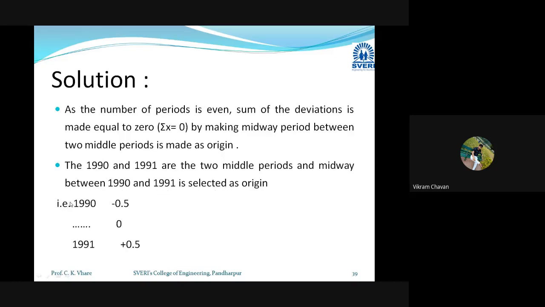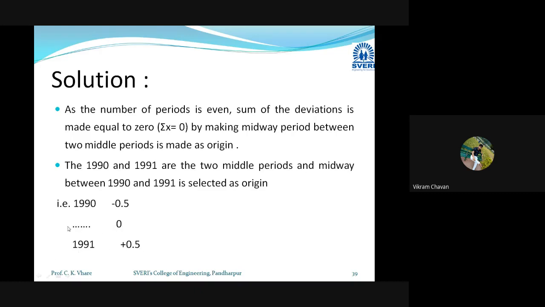So in what manner do we have to provide the deviation? Here is the example for the deviation purpose. The midway period between 1990 and 1991 we consider as the origin. Previous to that, we have to provide minus 0.5. For the year 1990 we provide minus 0.5 deviation, and for the next year after that origin we provide plus 0.5 deviation for the year 1991.